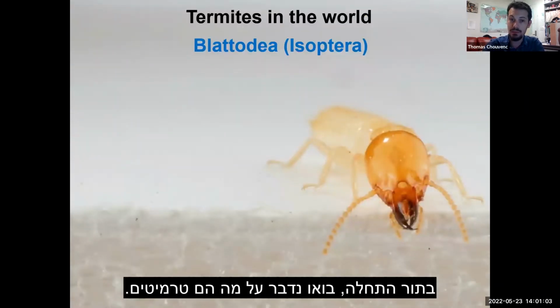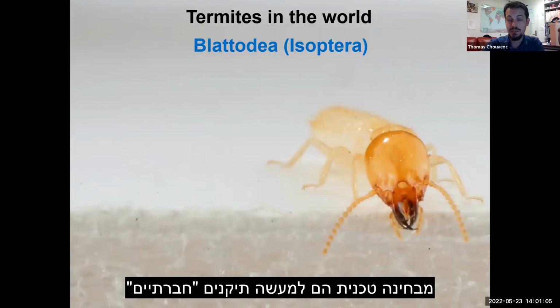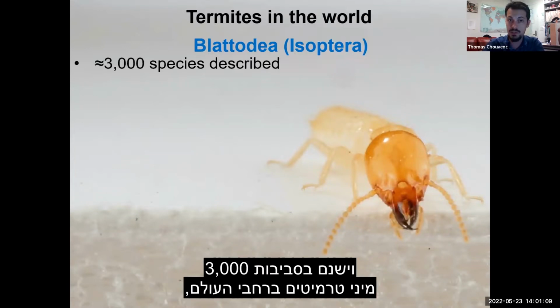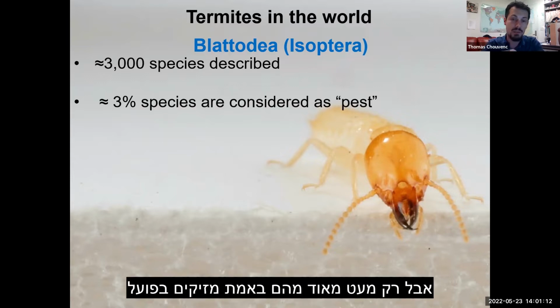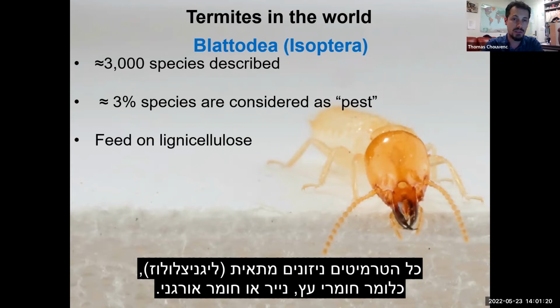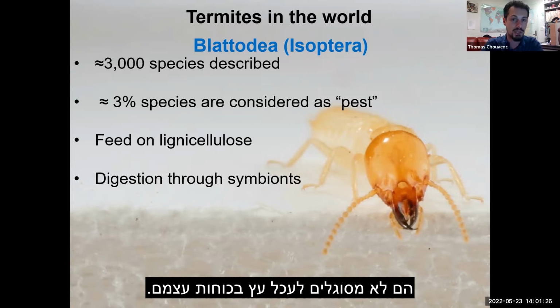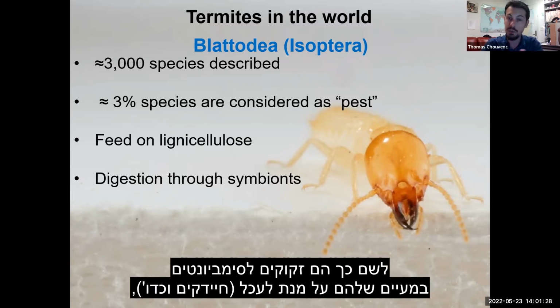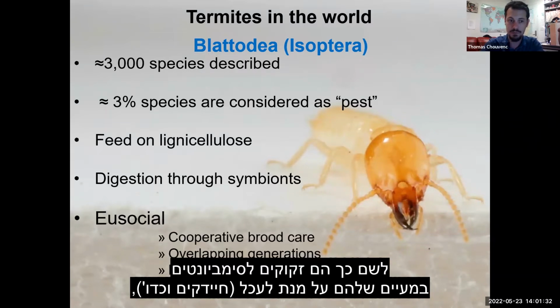To start, let's talk about what termites are. They are technically social cockroaches, and there are about 3,000 species described around the world. But only a fraction of these are actually pests, which means they're a problem to us humans. They all feed on some kind of lignocellulose, which means wood, paper, or organic material. But they are unable to digest the wood on their own. They require the use of symbionts in their gut to do the digestion.